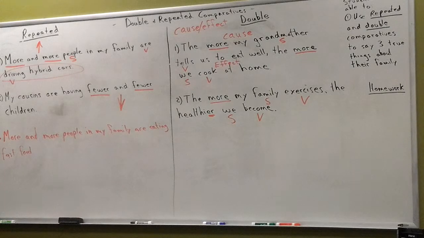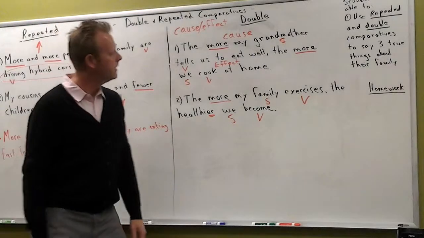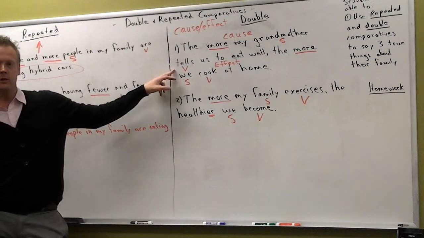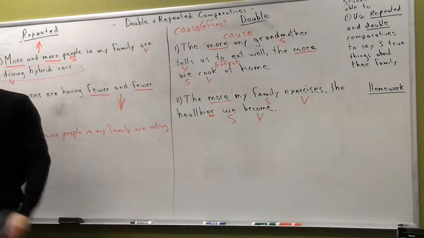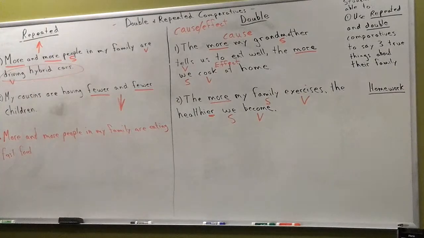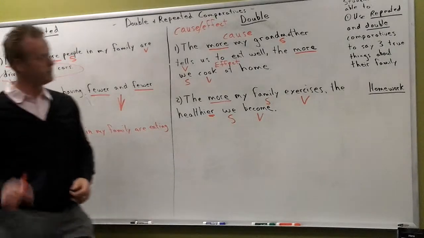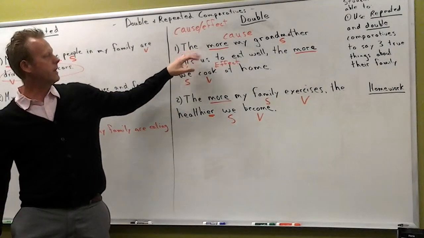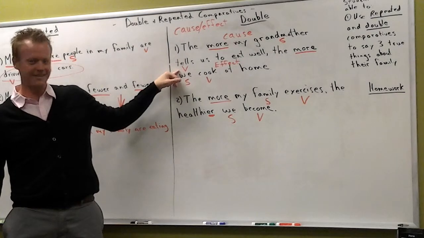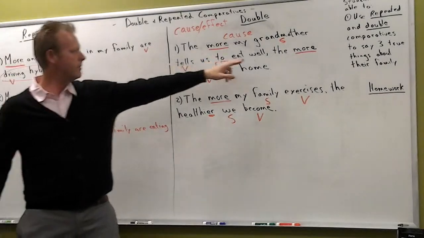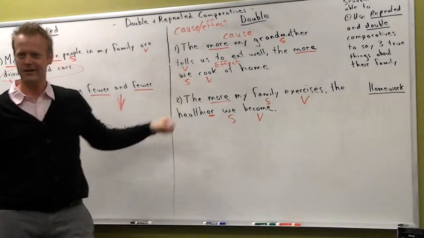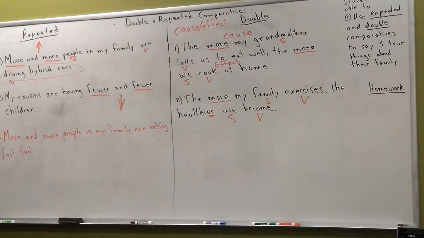Are there any in a different tense? Let's see, no way, doesn't continue all the time. No, now this one could change. I mean, you could throw it in the past. The more my grandmother told us to eat well, the more we cooked at home. Like you want everything in the past. That's possible. Yeah. Good observation, a great question. The more my grandmother told us to eat well, so maybe I'm telling you a story about my grandma, the more we cooked at home. That's possible. Yeah. Great question.